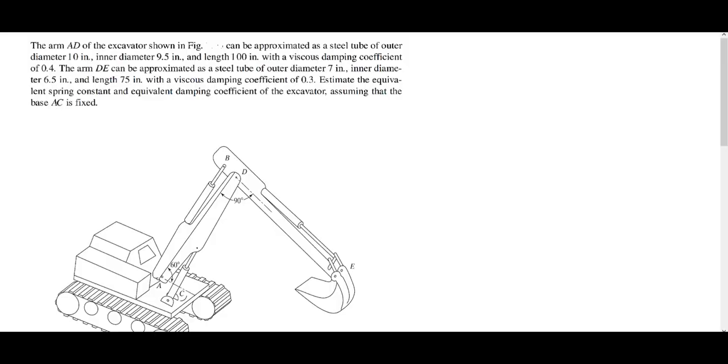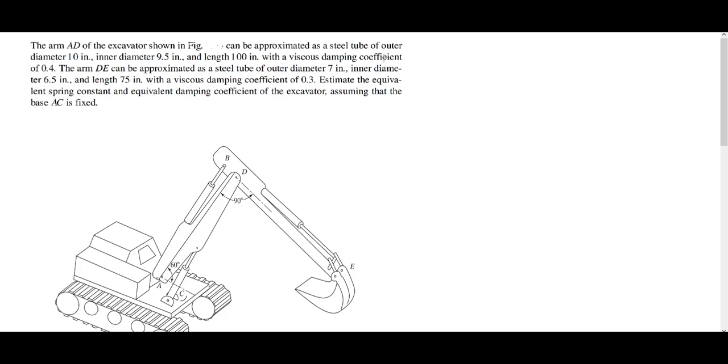We have a sample problem here. An arm AD of an excavator is shown in the figure. So that will be AD. AD can be approximated as a steel tube with an outer diameter of 10 inches, an inner diameter of 9.5 inches, and a length of 100 inches.